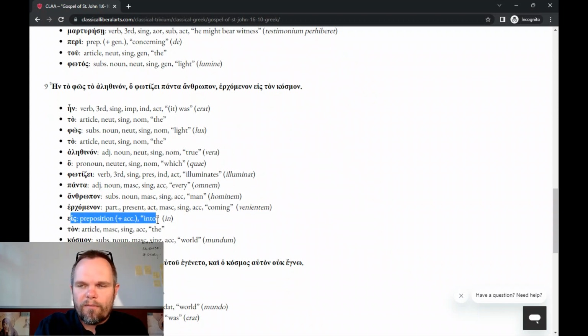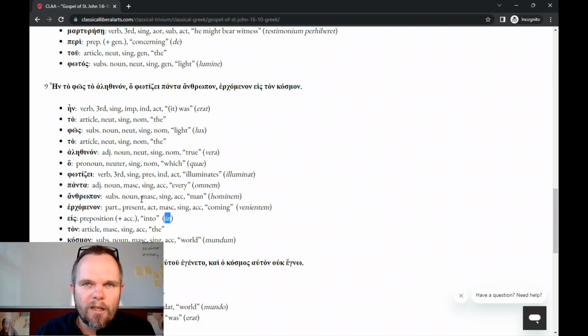And notice it's the same in Latin, so St. Jerome used the same preposition in Latin, but when moving from the classical languages to English, these prepositions have a number of different possible meanings in English, which is where the confusion comes from. It's not in the classical languages, it's in English, in translation. So here in verse 9, eis ton kosmon is going to be translated as into the world. Erkomenon, coming, eis ton kosmon, into the world.